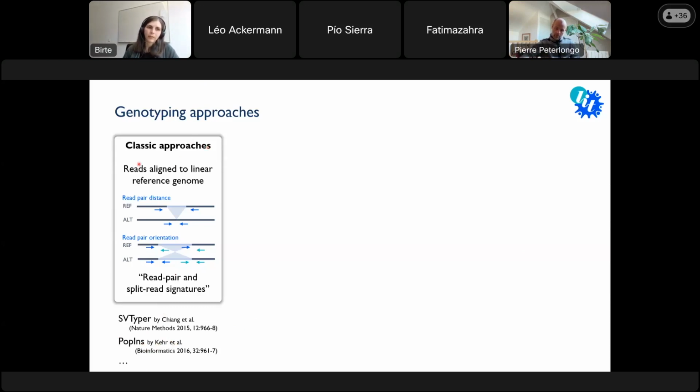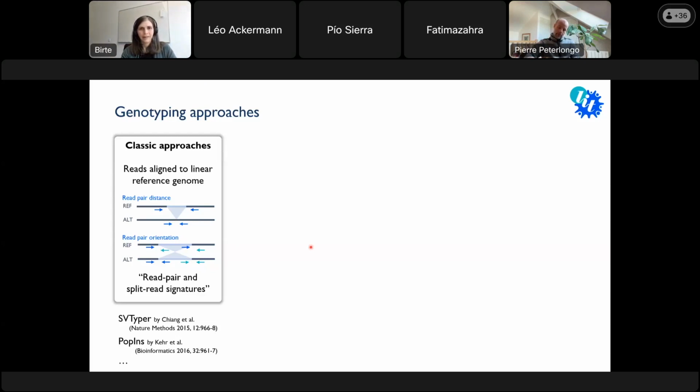So you use reads aligned to a linear reference genome and then somehow classify them as variant and reference supporting based on read pair signatures. For deletions, it would, for example, be the signature where the reads in the same pair align further apart from each other, such that you can infer that there was some sequence deleted. Or the orientation, for inversion variants, for example, as a signature. This is based on linear reference genome alignments.